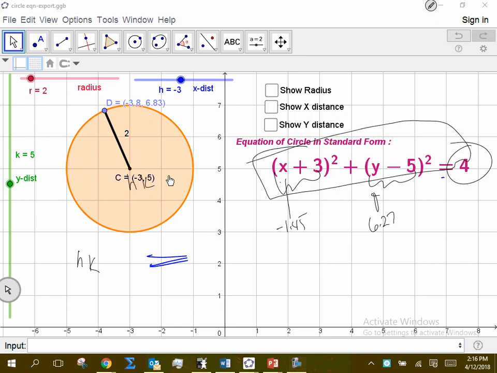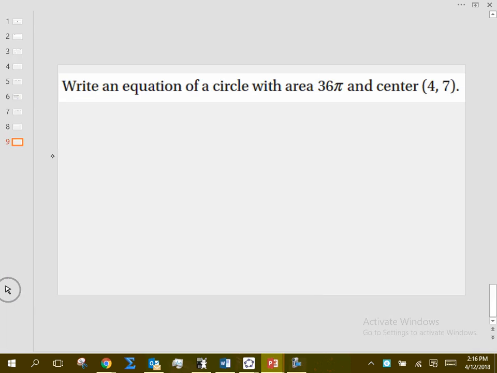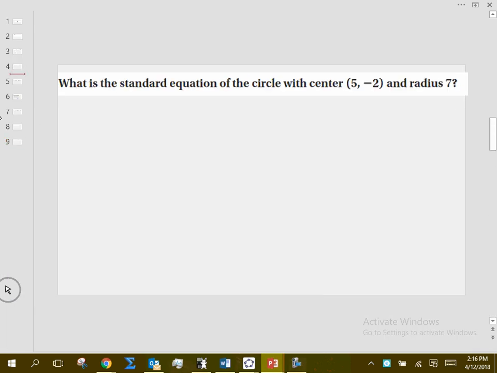Okay? So I want to do, in the next 5 minutes, a couple quick examples with you that you're going to see from your homework tonight, and then tomorrow we'll get into some that are a little bit more difficult. First one here is: what is the standard equation of a circle with center 5, -2, and radius 7?